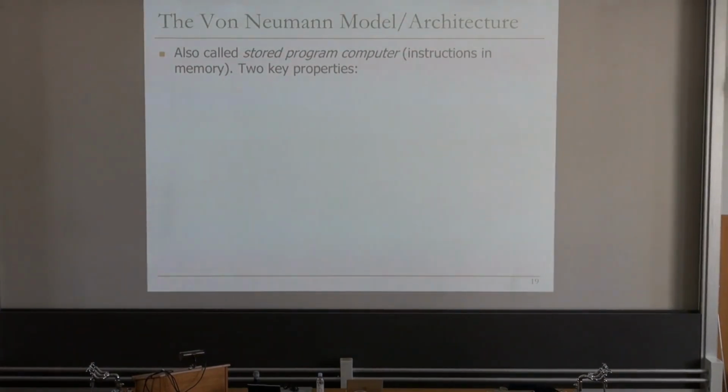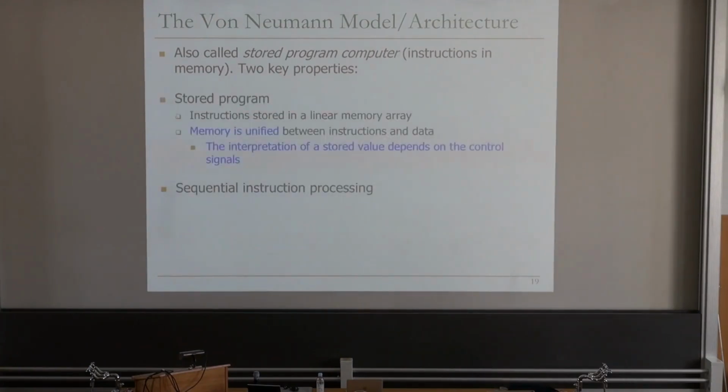How many people know about the von Neumann model? Okay, that's good. So you can tell me the two key properties then. You didn't expect this coming, maybe. Anybody? Yes, please. Sequential computation. Yes. And data and instruction memory are unified. Okay, basically, it's sequential instruction processing and a stored program computer. The program is stored somewhere. Basically, memory is unified between instructions and data, as you said.